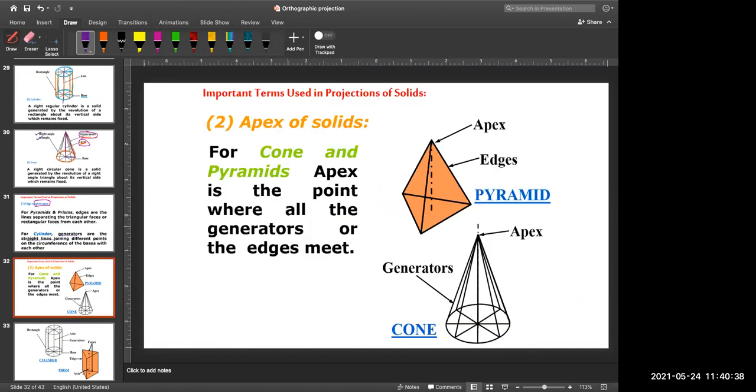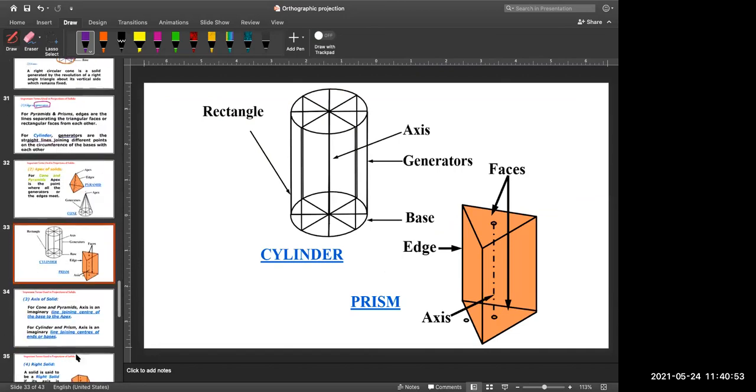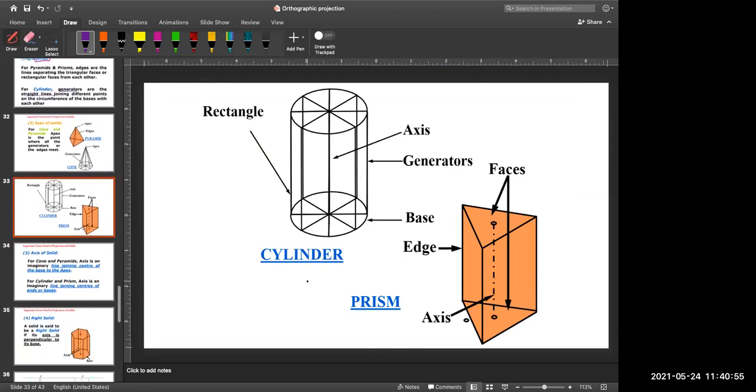Apex, I have already explained what is your apex, edge, generator. These things I have already explained to you. So here once again, those things are mentioned for cylinder and prism. Now suppose I ask you to draw this triangular prism, can you draw it in your AutoCAD?